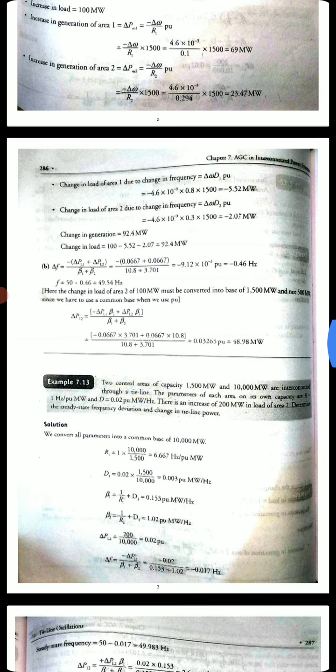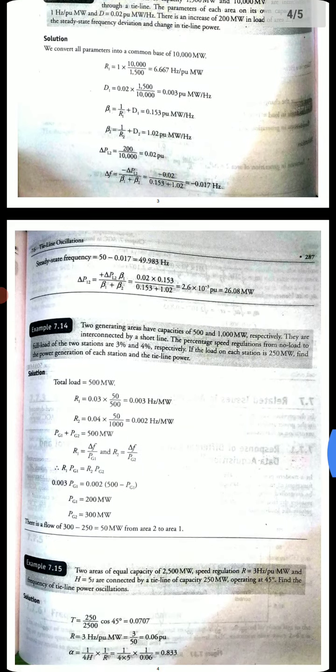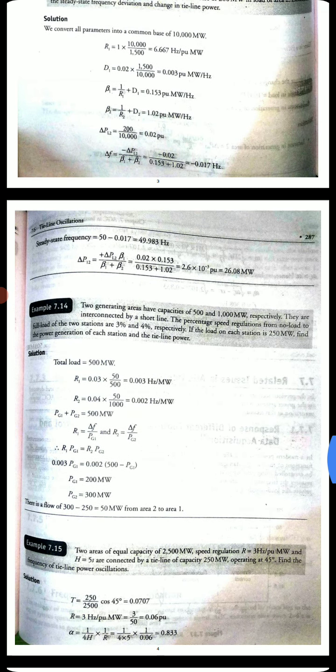Okay, so the next problems you can try on your own: solved problems 7.13, 7.14 and 7.15. The same type of problems you can solve. Many types of problems you have seen, almost all the same. Taking the base is very important, and the decision of what to solve and what to get. So once again you try on your own, and you will come to know how to solve this problem.